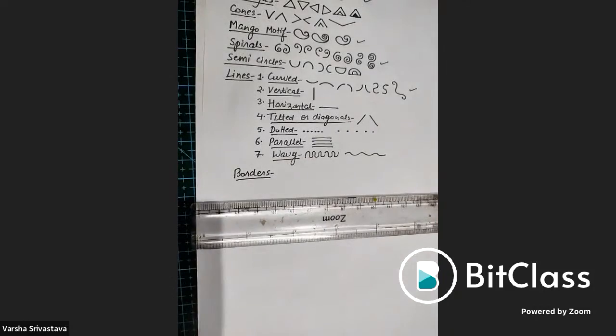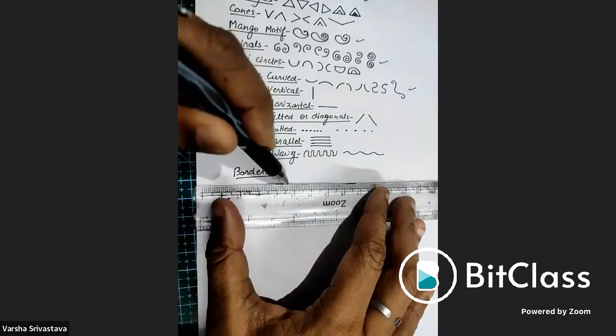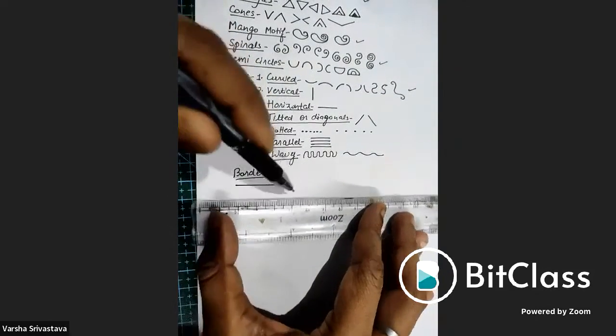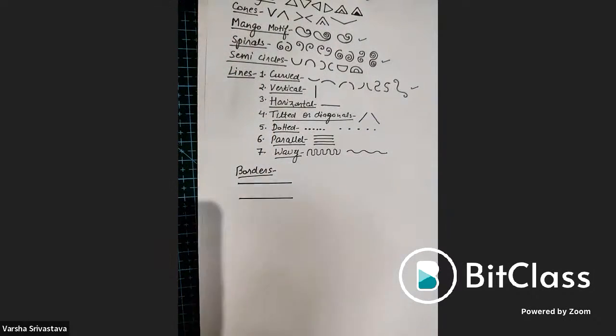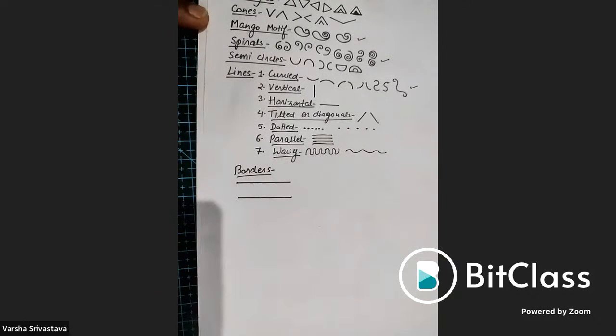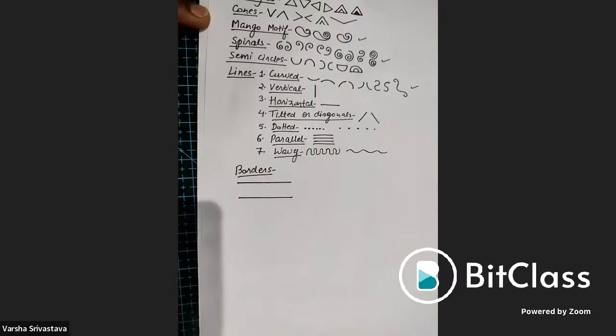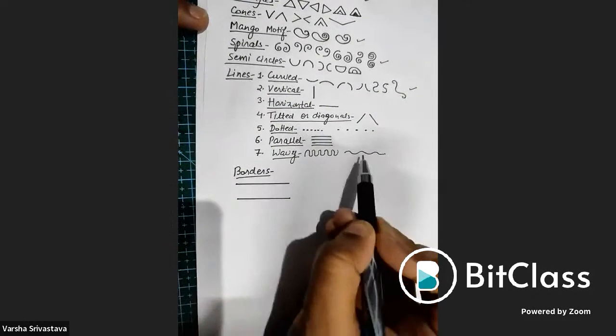All right. So I'm just taking my scale and I'm going to make a medium size border. I'm going to tell you every time what size of the border I'm drawing. Okay. Seventh is the wavy line. And this is the high wave. This is the low wave.